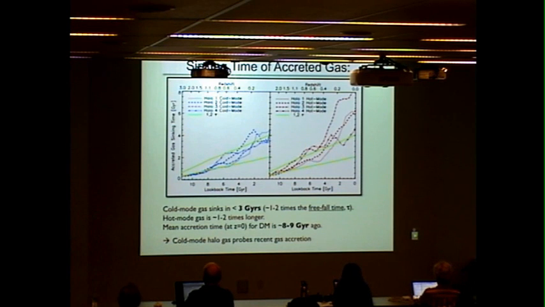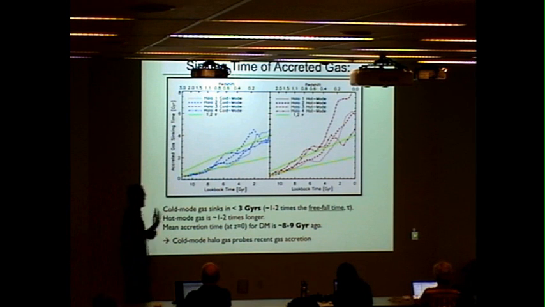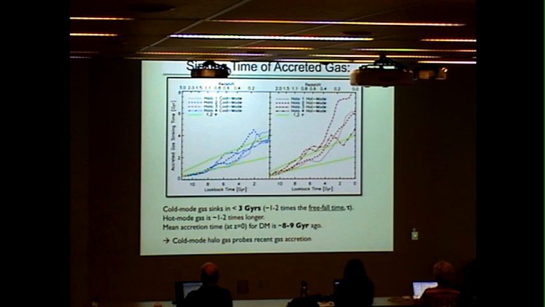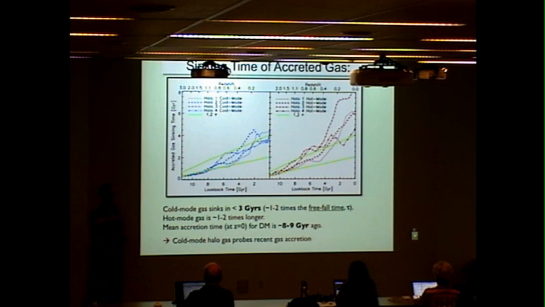The cold mode gas, between 1 and 2 free fall times, doesn't take that long to sink. The hot mode gas is roughly twice that. So it mixes more, and it spends more time in the halo before it sinks down into the galactic region. And of course, the dark matter can't dissipate any energy, so it has much more elongated orbits. If you look at the average accretion time for when the dark matter first fell in at redshift 0, you get 8 or 9 gigayears ago, as opposed to a few gigayears for cold gas that's in the halo.